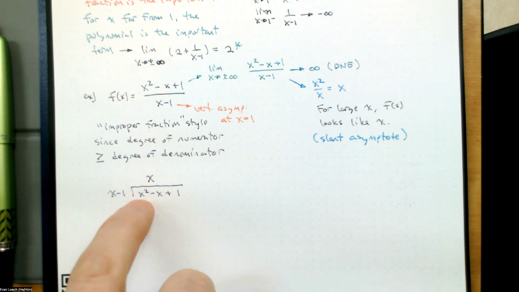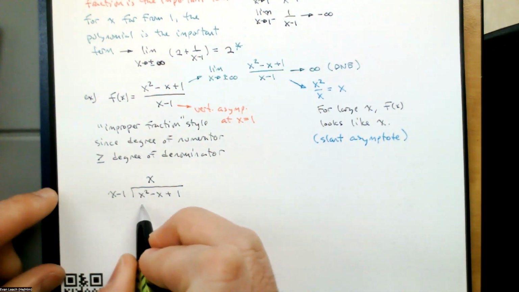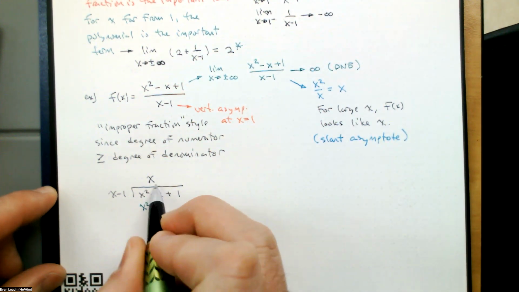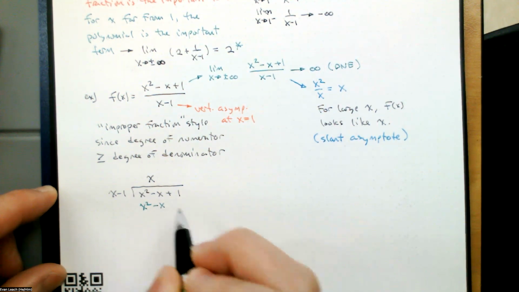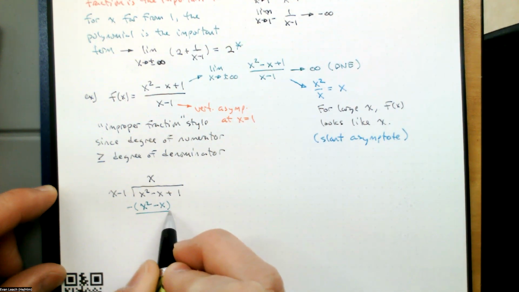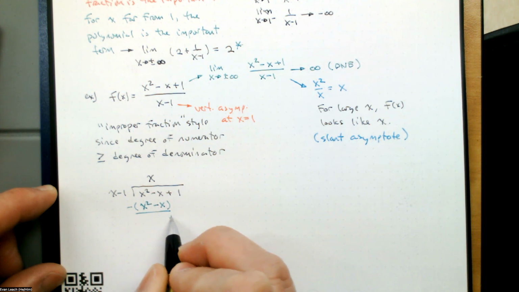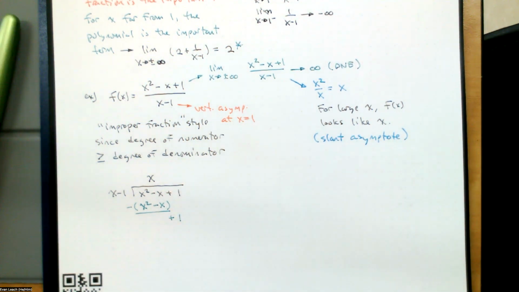So x squared divided by x is x. X times x is x squared. X times minus 1 is minus x. And then we subtract. So we subtract here, we get 0, and then we bring down the plus 1. I cannot subtract x from 1 without just making more fractions. So I'm done. That's my remainder. My quotient is x, and my remainder is 1.